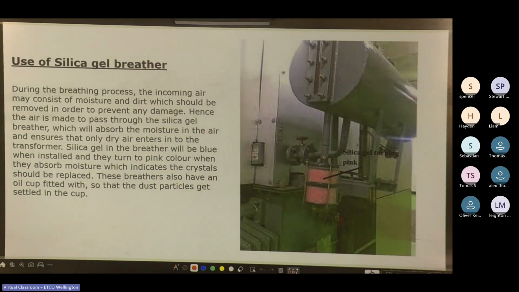Cool. So during the breathing process, the incoming air may consist of moisture and dirt, which should be removed in order to prevent any damage. Hence, the air is made to pass through the silica gel breather, which will absorb the moisture in the air and ensure that only dry air enters into the transformer. Silica gel in the breathers will be blue when installed, and it turns pink when it absorbs moisture, which indicates the crystals should be replaced. These breathers can have an oil cup fitted so that the dust particles get settled in the cup.